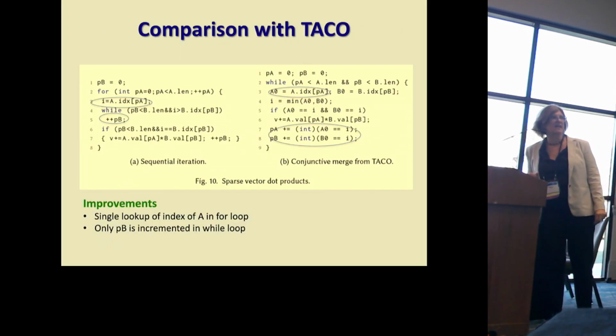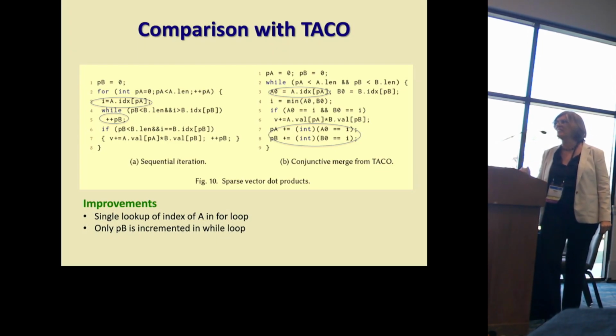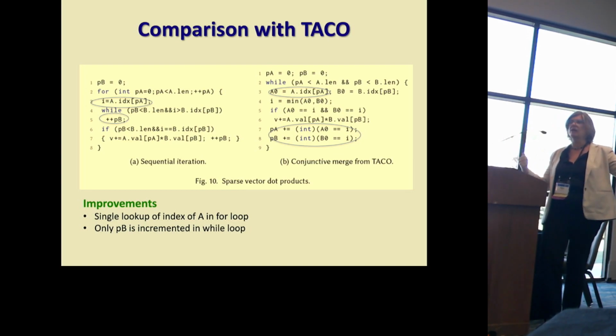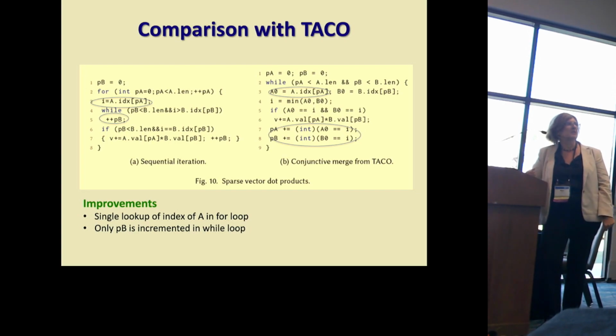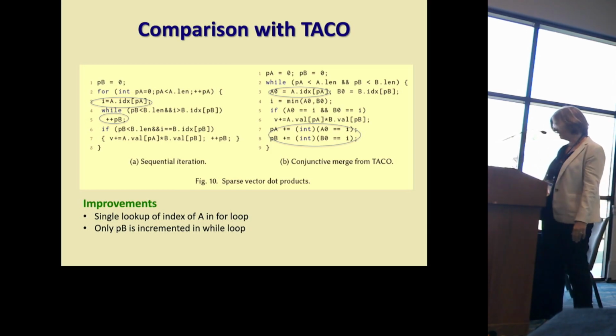And this is a side-by-side comparison with Taco. Hopefully it still generates this code for this example. The difference is that it's a little bit more efficient to do things this way. I mean, this isn't really the important part of this work, but it's a little bit more efficient. In some cases, we see more of a difference. But so we're looking up an index of A once in the for loop, and then we're searching for B. So we're going to just increment B in the while loop and do the computation when we get the same result.